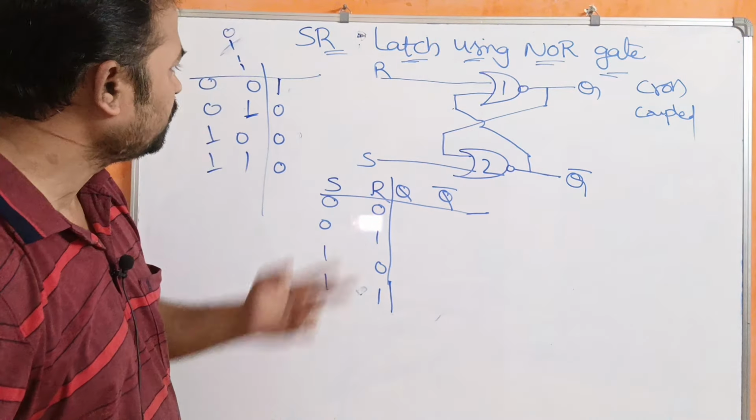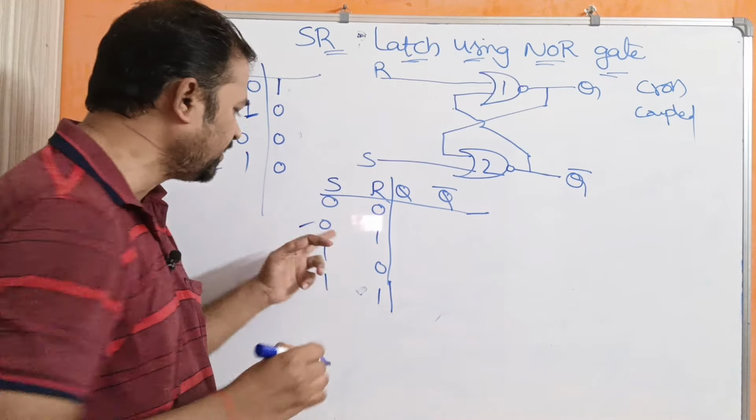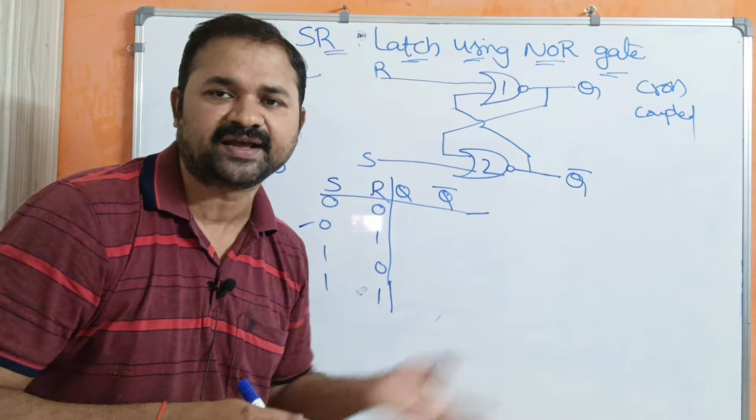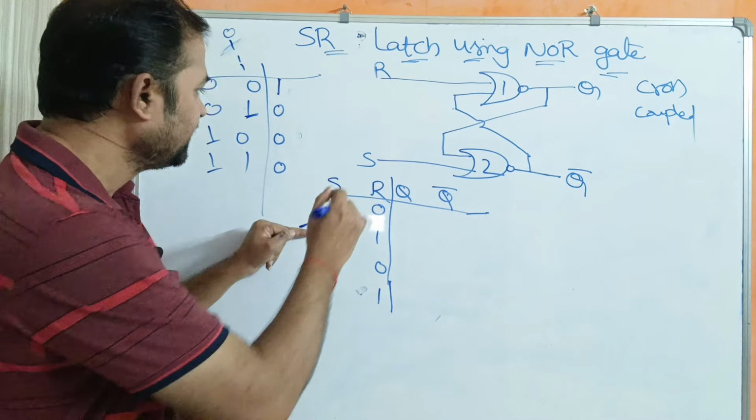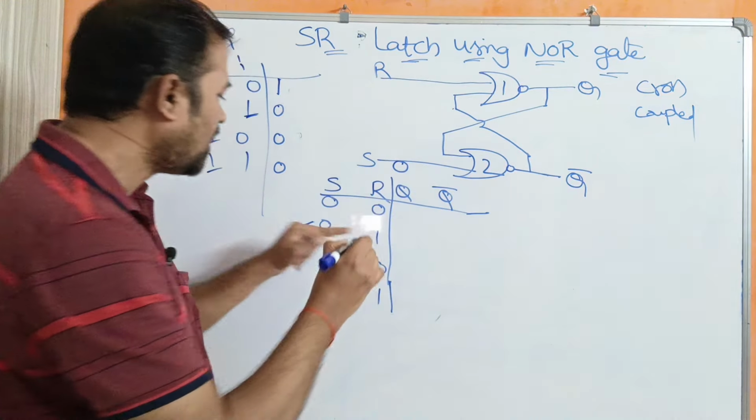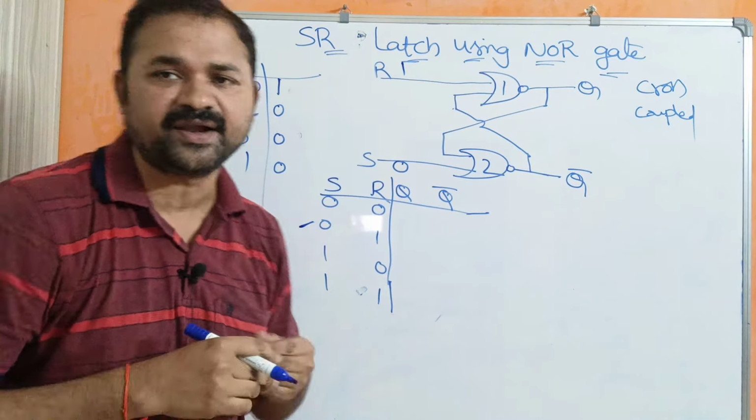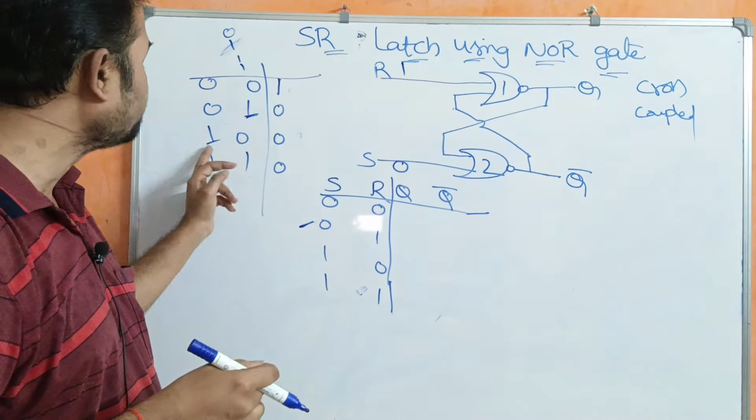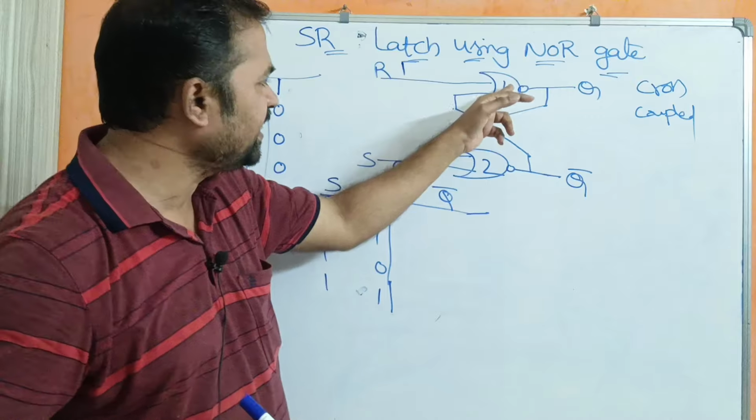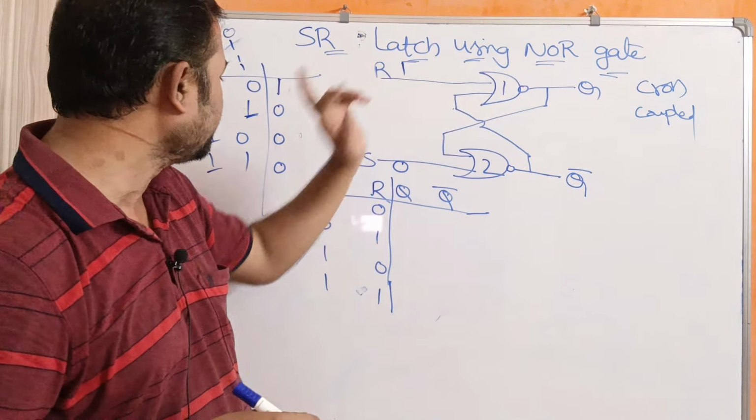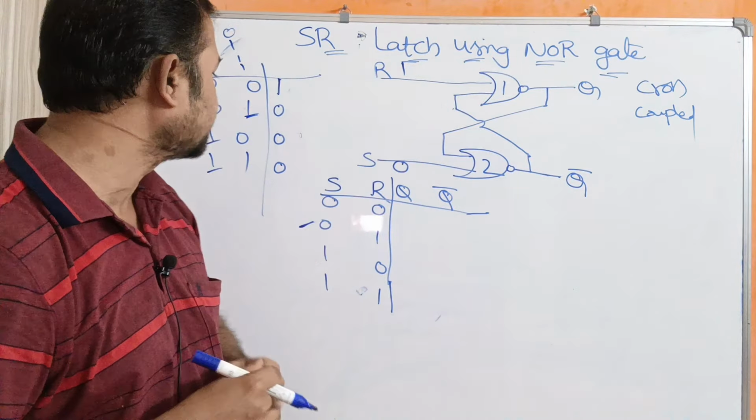Now let us analyze the circuit here. Let us see 0 1 and 1 0 first, and after that we will see the remaining 2 scenarios. Here S value is 0, R value is 1. We are passing through the NOR gate. NOR gate means if one of the inputs is 1, then the output is 0. For the first NOR gate, one of the inputs is 1, so we should not bother about the second input. The output is always 0.